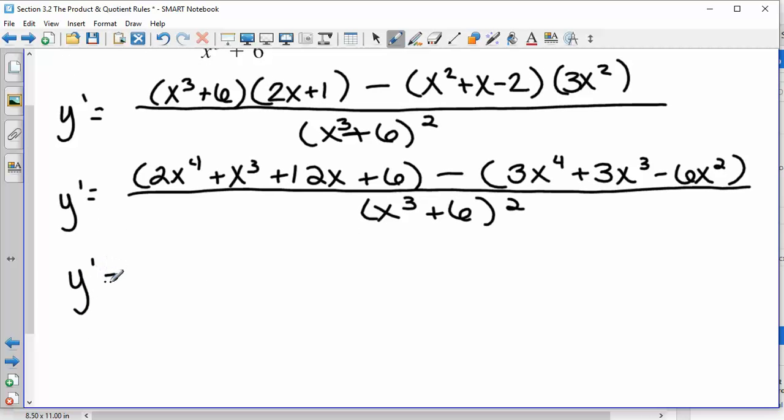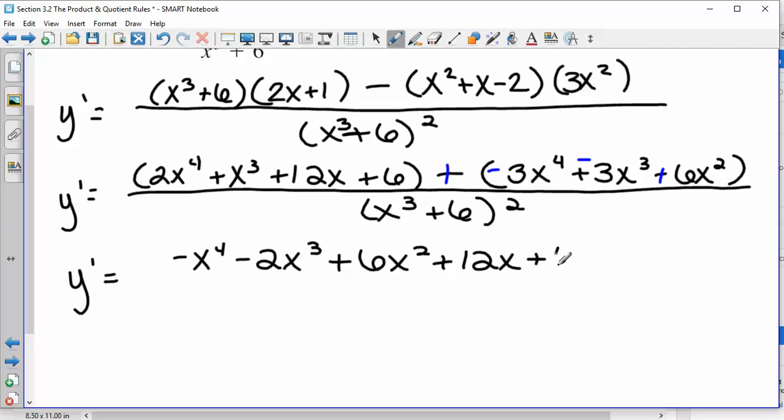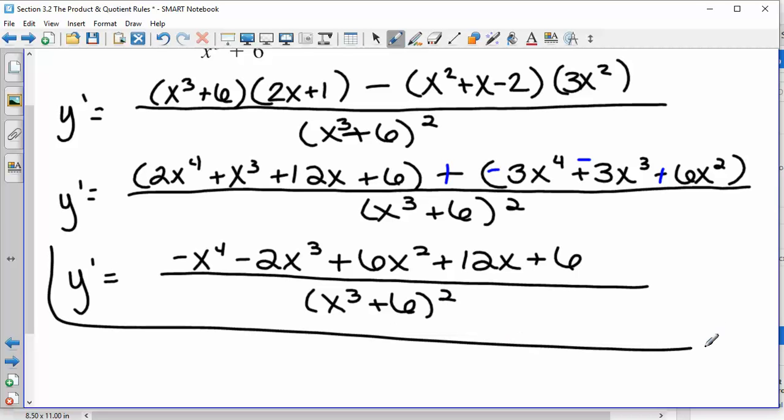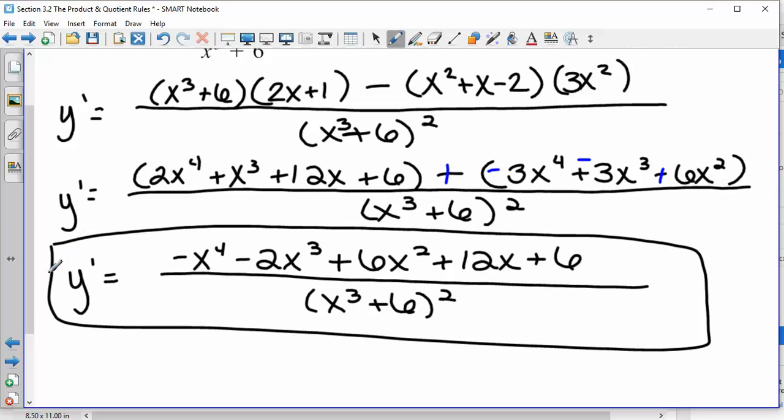What else would I need to do? Distribute the negative and then combine like terms. So 2x to the 4th minus 3x to the 4th is negative x to the 4th. 1x cubed and negative 3x cubed is negative 2x cubed. I have a positive 6x squared, a 12x, and a positive 6 over x cubed plus 6 squared. And that is my final answer.